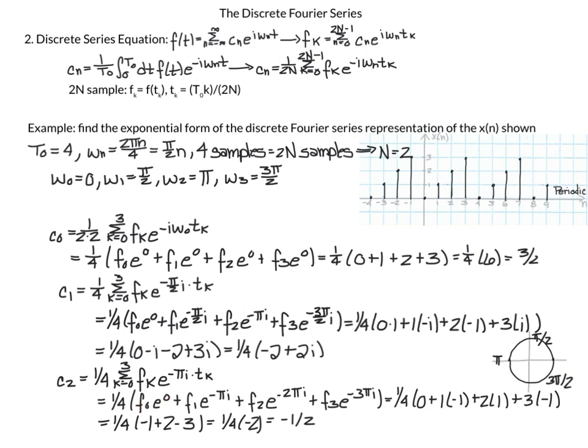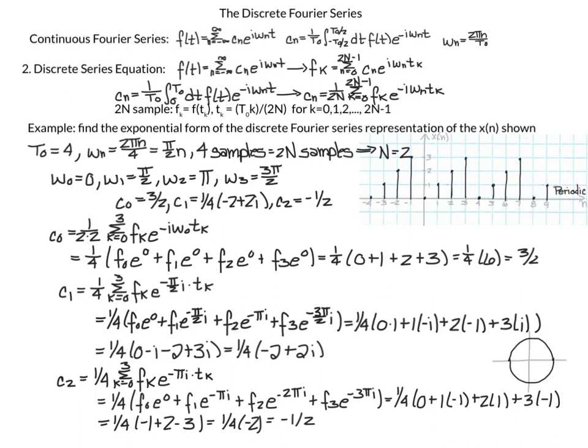This becomes 0. Our f1 is 1. Our e to the minus pi i gives us minus 1. Our 2 for f2, e to the minus 2 pi i, well, that just brings us all the way around. We get 1. Our f3 is 3, and e to the minus 3 pi i, so here we go around 2 pi, another pi gives us 3 pi i, so we're at negative 1. So our final answer will be minus 1/2. I'm just going to note that my C naught then is 3/2 here.